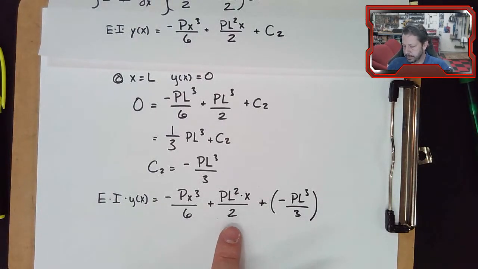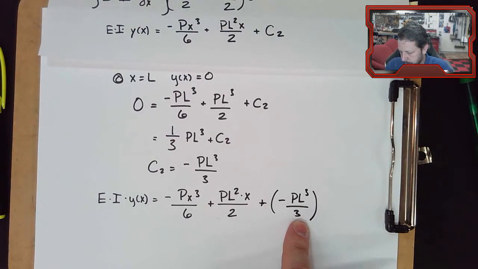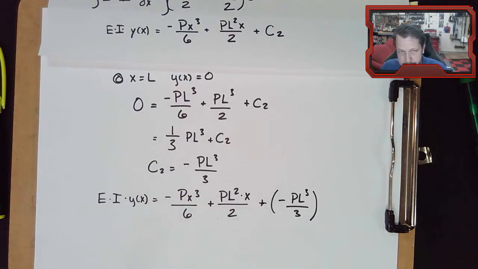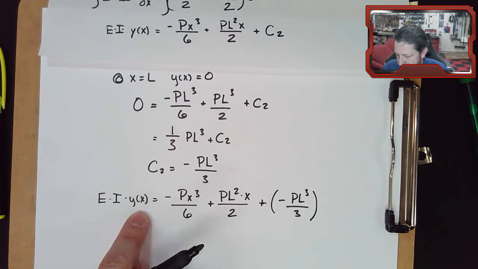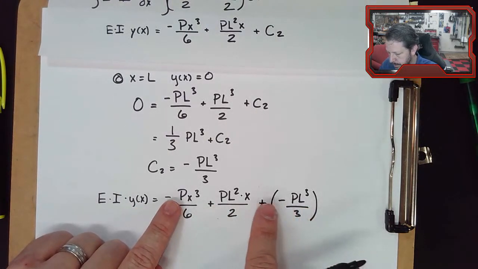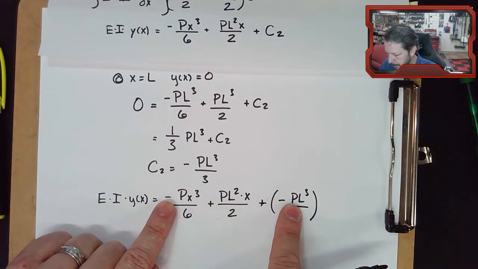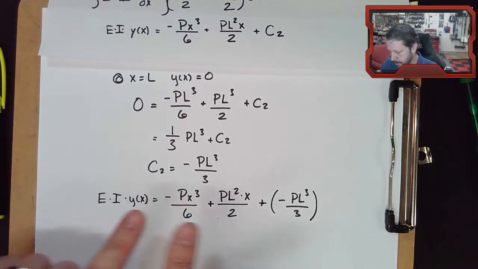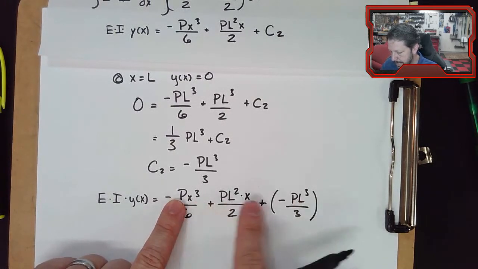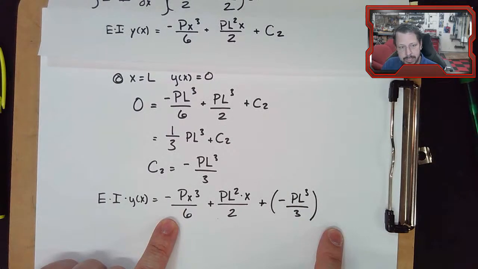So there's my first constant, the second constant of integration. There's the original m of x being integrated twice. E times I is constant. I really want y of x by itself. Over here, each one of these terms has p, and then there's a common denominator of 6. So I'm going to take the EI, move it over here, collect the p's, and collect a common denominator of 6.